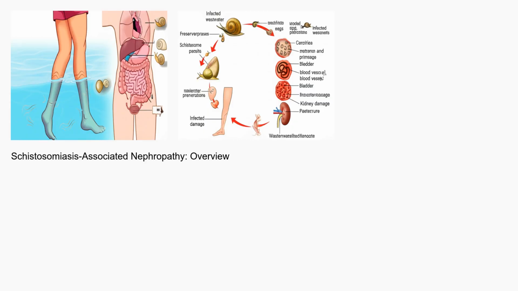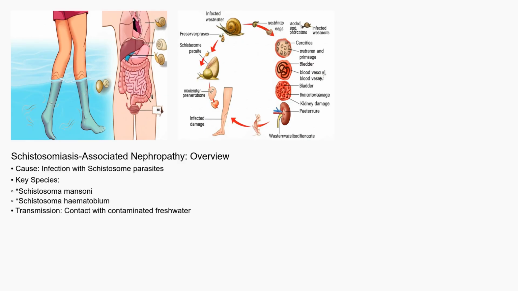Schistosomiasis-associated nephropathy, at its core, is caused by infection with parasitic worms called schistosomes. Specifically, Schistosoma mansoni and Schistosoma haematobium are the most frequent culprits. These parasites reside in freshwater snails during part of their life cycle. Humans become infected when they come into contact with contaminated water, allowing the parasites to penetrate the skin.